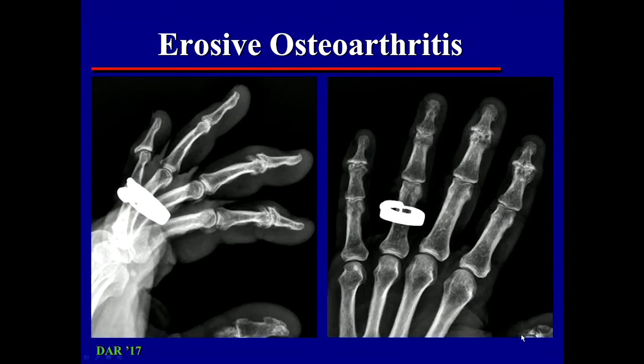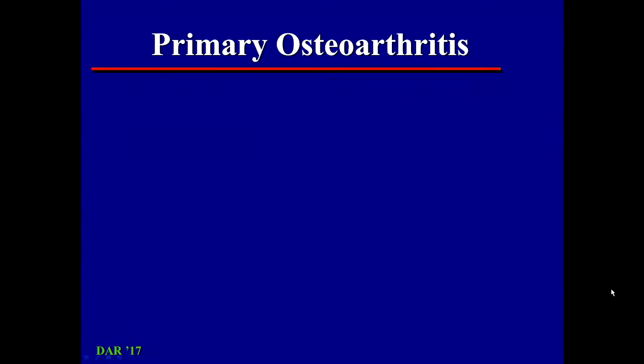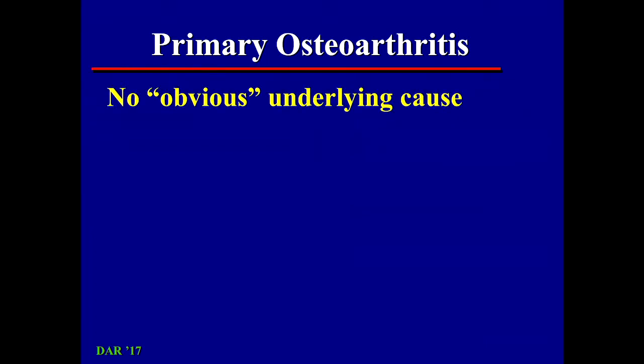So here's a typical patient with erosive osteoarthritis, middle-aged woman. We can see it's clearly osteoarthritis. There's our osteophytes, but notice how many erosions we have as well. This is typically a disease in the PIP and DIP joints of the fingers, often very symmetric as well. So everything I've shown you so far has been an example of primary osteoarthritis. Primary means there's no obvious underlying cause, but of course there are risk factors.